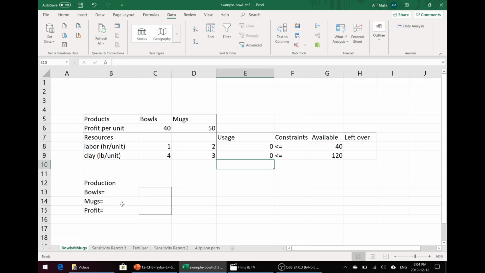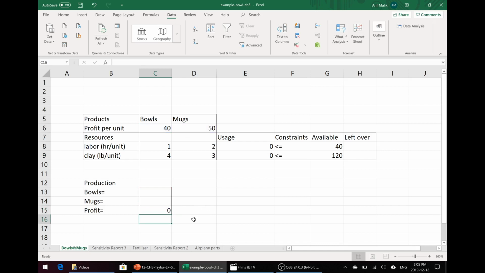So these are the formulas here. And for profit we should have 40x1 plus 50x2, so equal to 40 multiplied by the number of bowls plus 50 multiplied by x2.